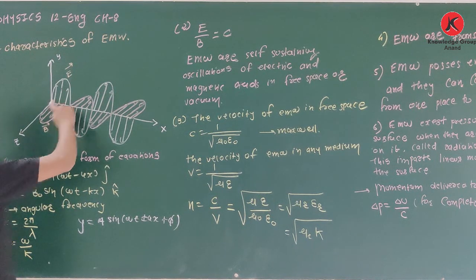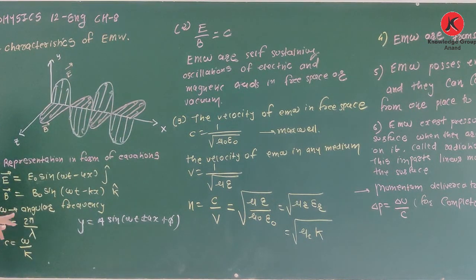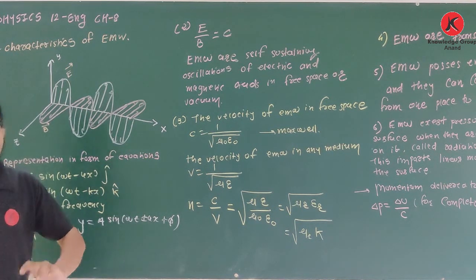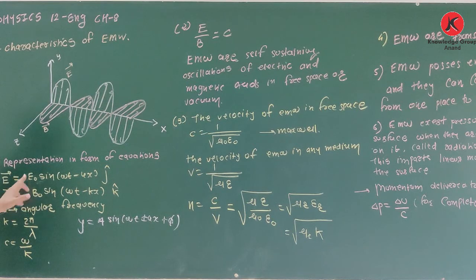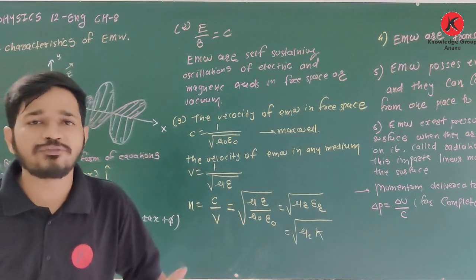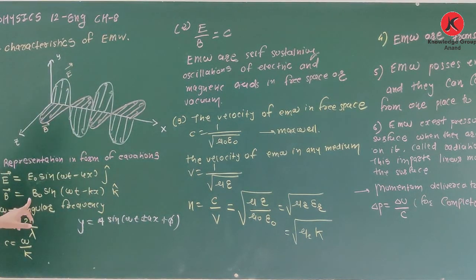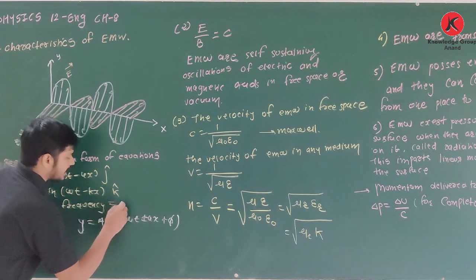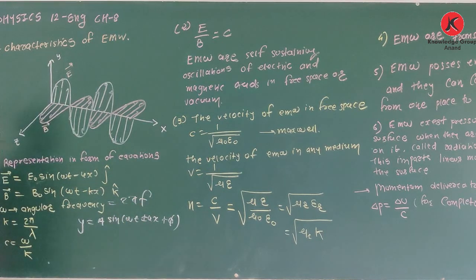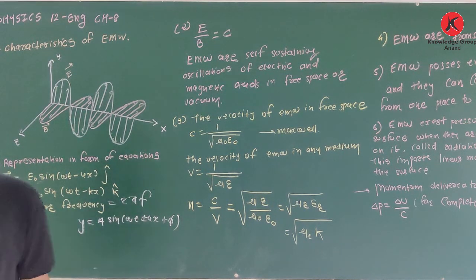Similarly, magnetic field vectors are parallel to the z-axis. So how to write? B is equal to B0 sin(omega t minus kx) k caret. Here E0 is the amplitude of the electric field, and B0 is the amplitude of the magnetic field. Clear about these two terms? Omega is the angular frequency, and omega is equal to 2 pi f. K is the wave vector, and it is 2 pi upon lambda.